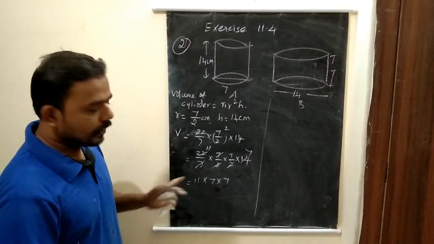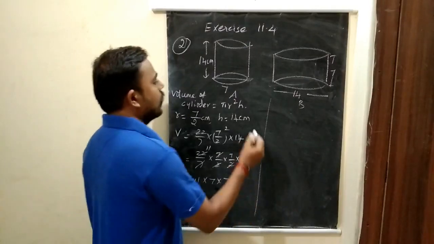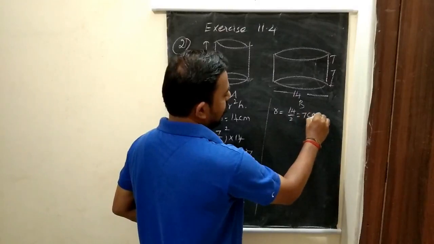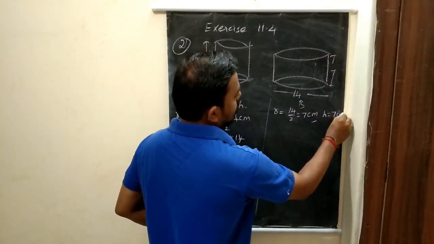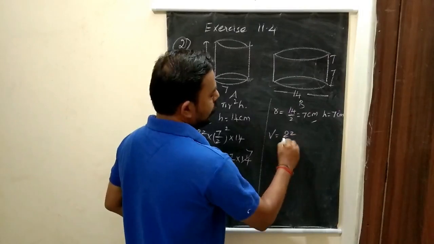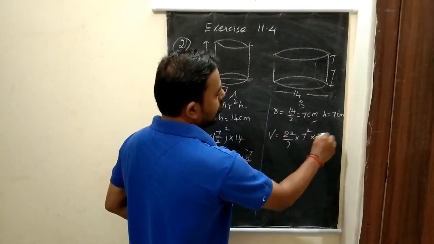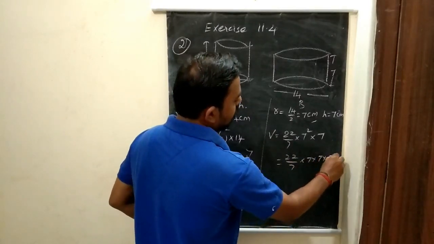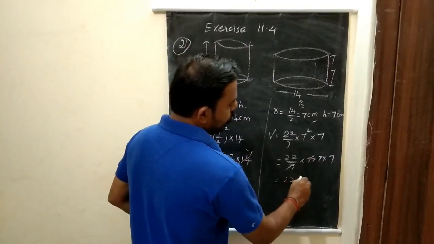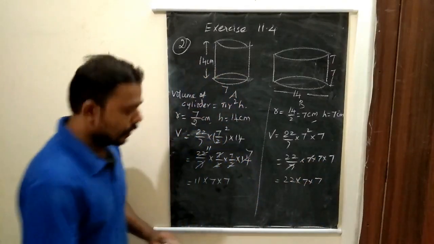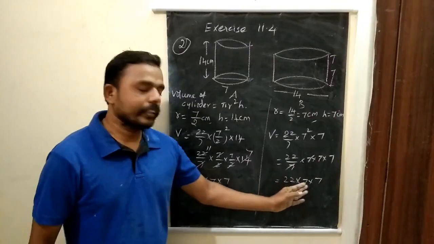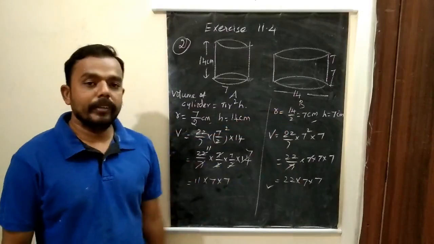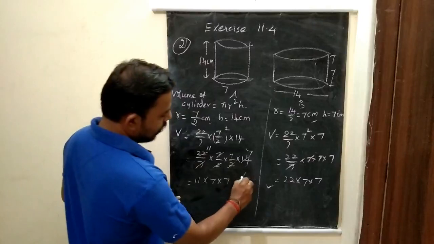Without finding this answer, just think about this. Now for the same thing, here r equals 14 by 2, that is 7 centimeter, and the height equals 7 centimeter. Now volume equals 22 divided by 7, r squared, 7 squared, height is 7. So 22 divided by 7 into 7 into 7 into 7. We can cancel 7, so 22 into 7 into 7. Now compare 11 into 7 into 7 and 22 into 7 into 7. This is the bigger one. So B is the bigger one.